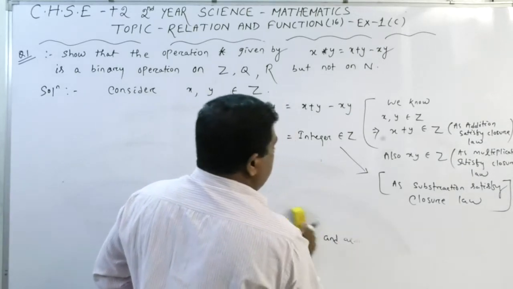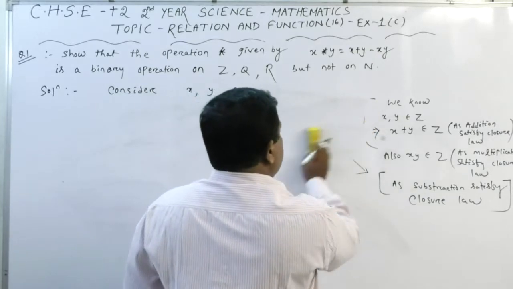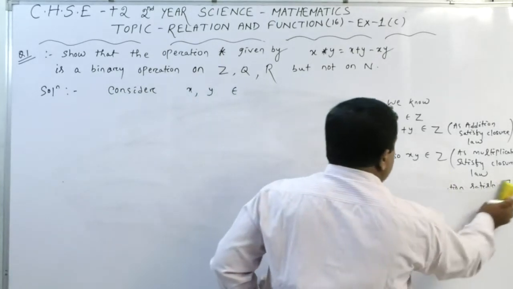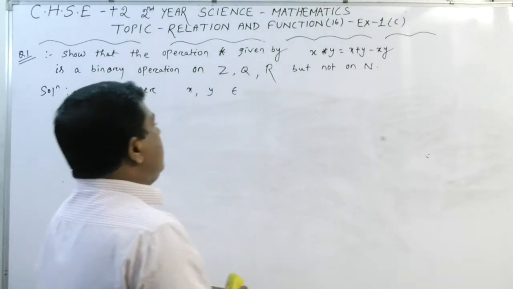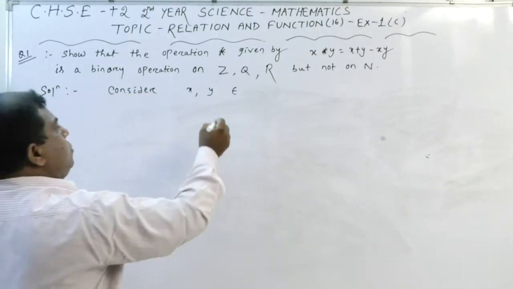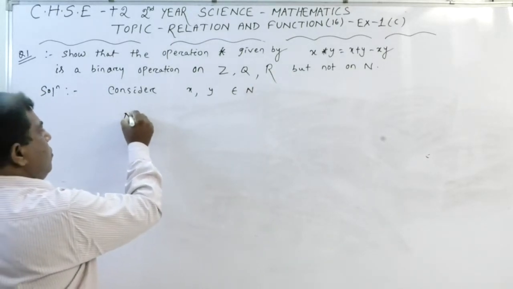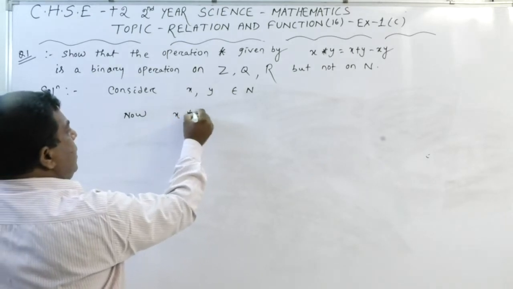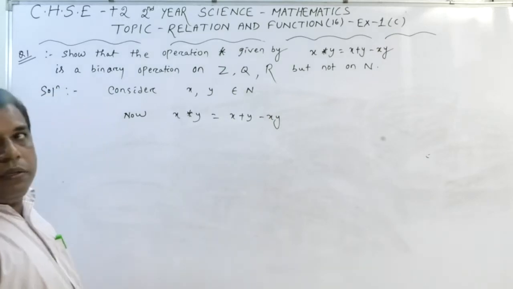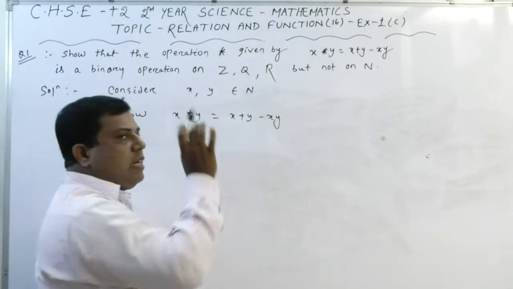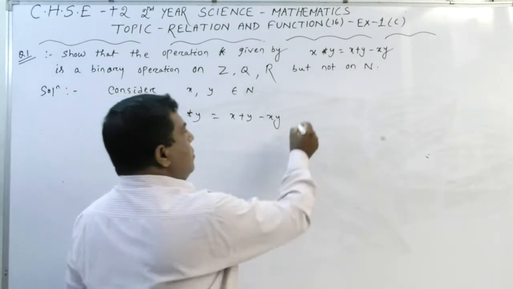Those are very important. Now you see why it is not a binary operation, that I am going to show you. Suppose x and y belong to N, the set of natural numbers. Now x star y is given as what? x plus y minus xy. So addition satisfies the closure law, multiplication satisfies the closure law.